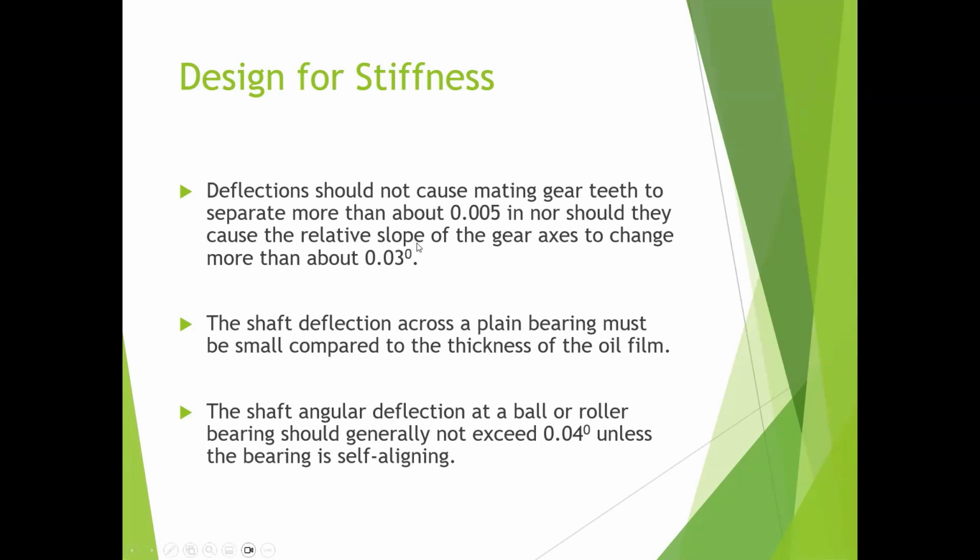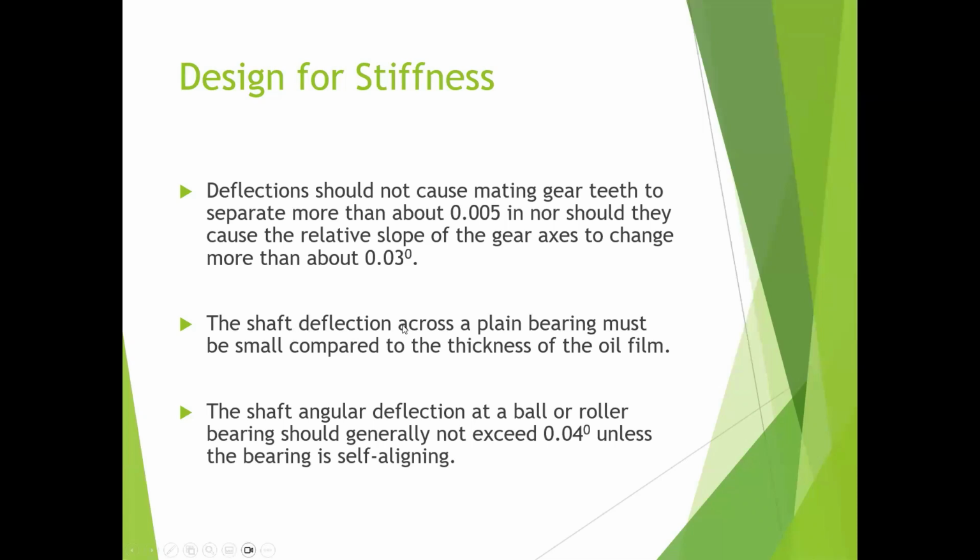So the deflections should not cause mating gear teeth to separate more than about 0.005 inch, nor should they cause the relative slope of the gear axis to change more than about 0.03. So this should not deflect this way. If I have gear 1 and gear 2 meshing with each other, this deflection should not be more than 0.005 inch, and also the slope: this angle should not be more than 0.03 degree.